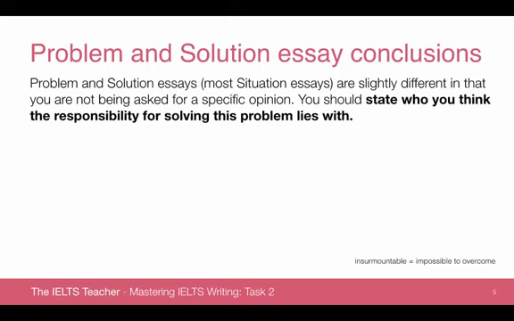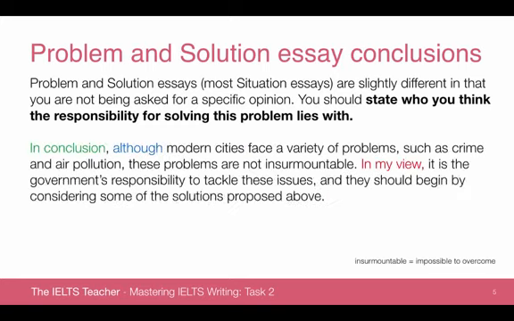So, for example, in conclusion, although, notice the linking device here, in conclusion, although modern cities face a variety of problems, such as crime and air pollution, these problems are not insurmountable. Notice down in the bottom corner there, insurmountable means impossible to overcome, impossible to tackle. In my view, it is the government's responsibility to tackle these issues, and they should begin by considering some of the solutions proposed above, the solutions that you've written about.